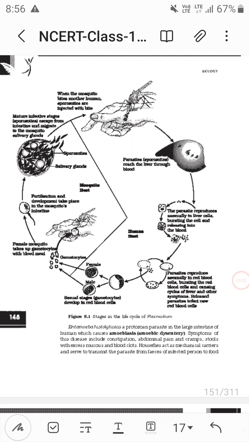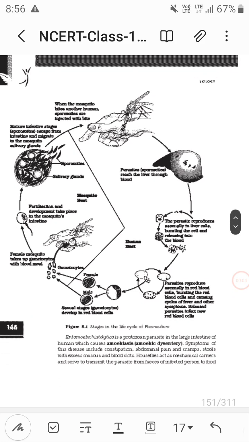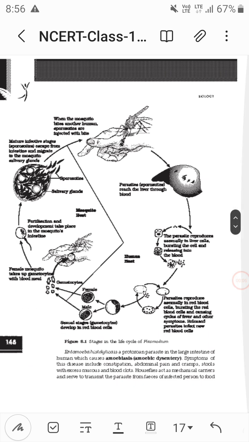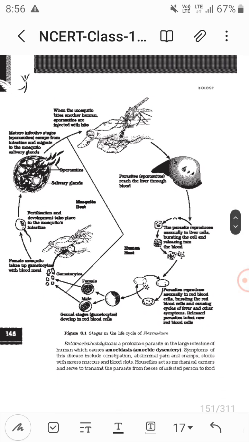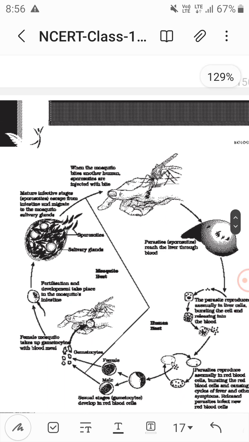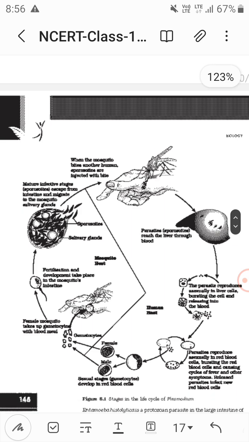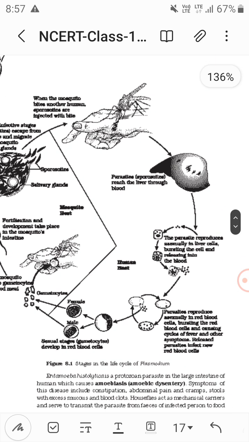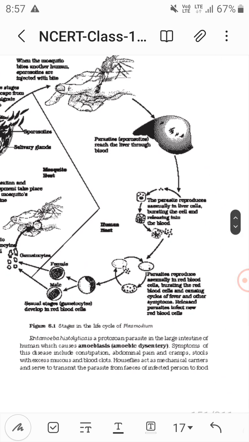Stages in the life cycle of Plasmodium. Plasmodium, a tiny protozoan, causes malaria. So you see, when the mosquito bites another human, sporozoites are injected with the bite. Now these parasites, the sporozoites, reach the liver through the blood.